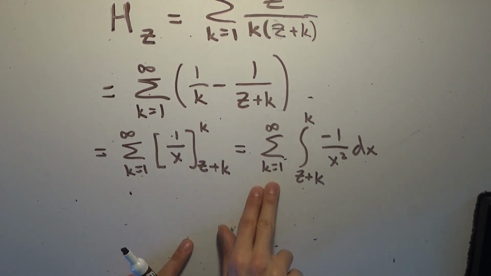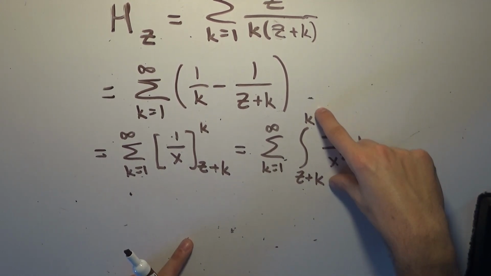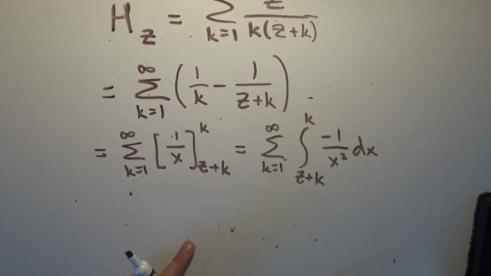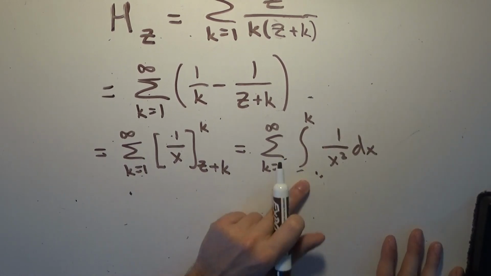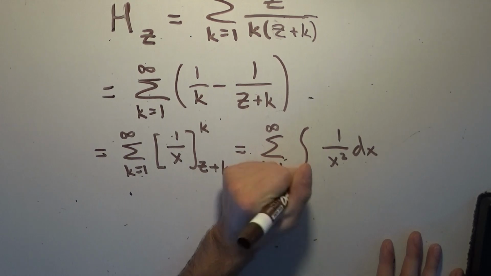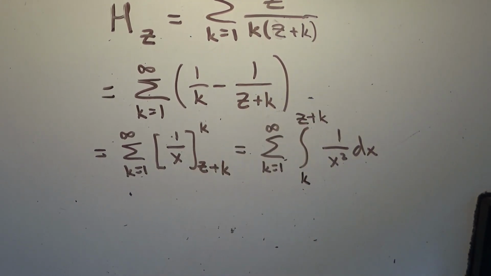Now, I want to be able to put the sum inside of this integral, but I can't do that until the indices of the integral no longer depend on k. So what I need to do, first of all, is use this negative to flip indices. I'm going to just distribute the negative into the integral, so we get that it now goes from k to z plus k, instead of from z plus k to k.